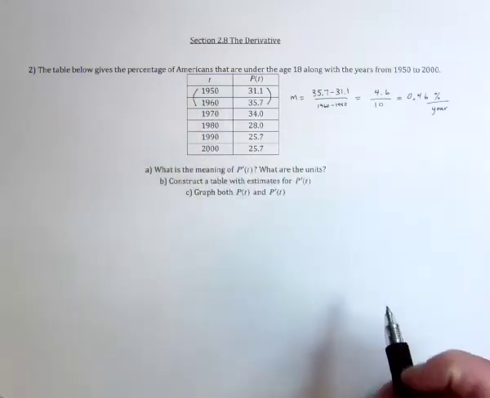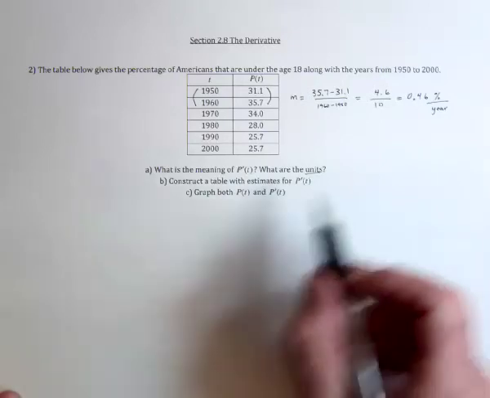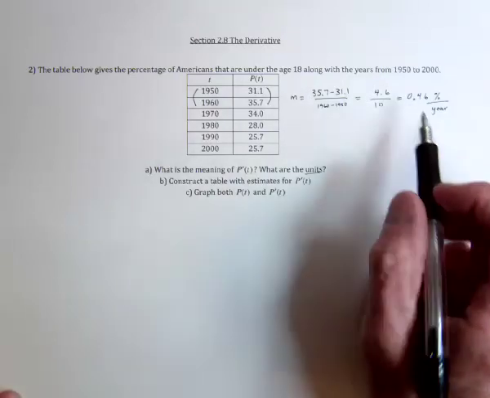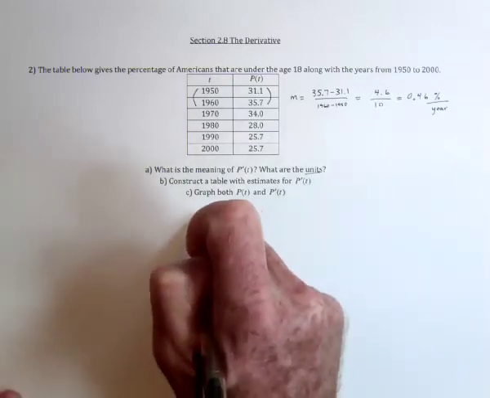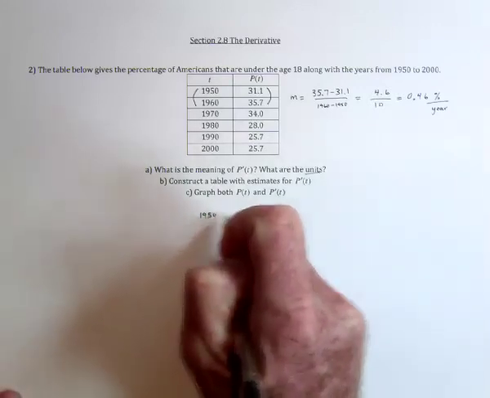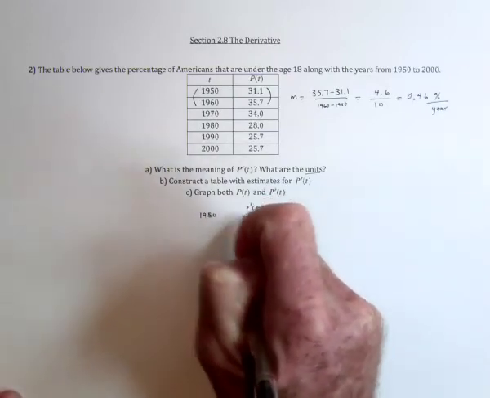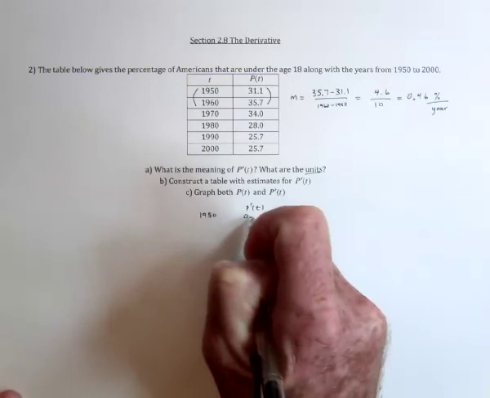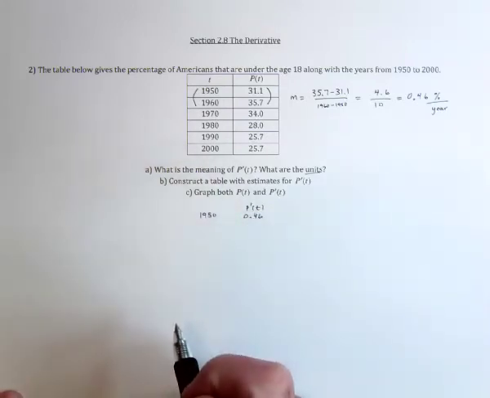And so next, the units, we've got that. Construct a table. So this was the first one, 0.46. Now we would need to do that all along the way. So in the 1950s, the P prime was an average growth of 0.46% per year.